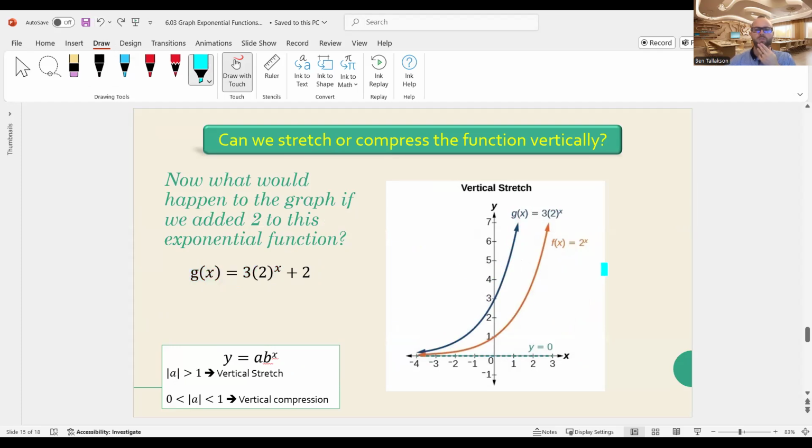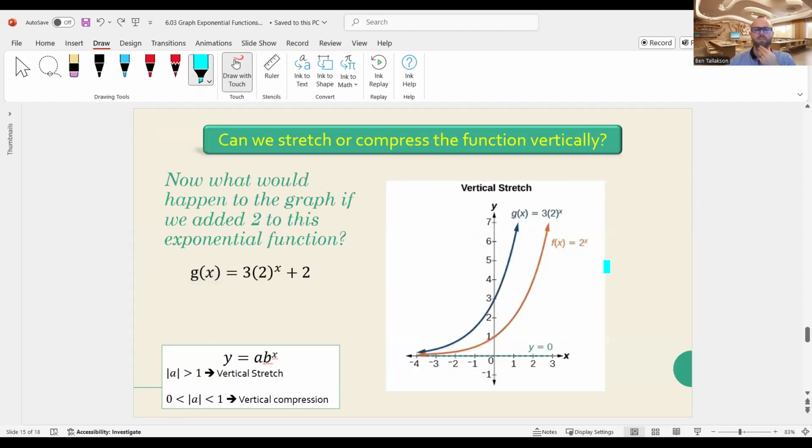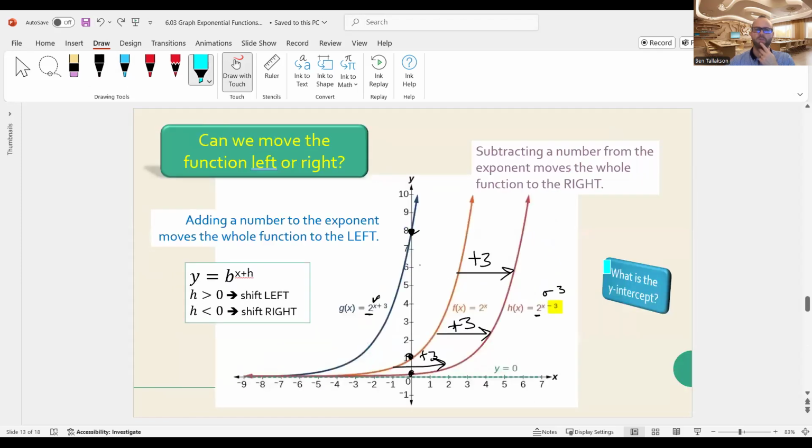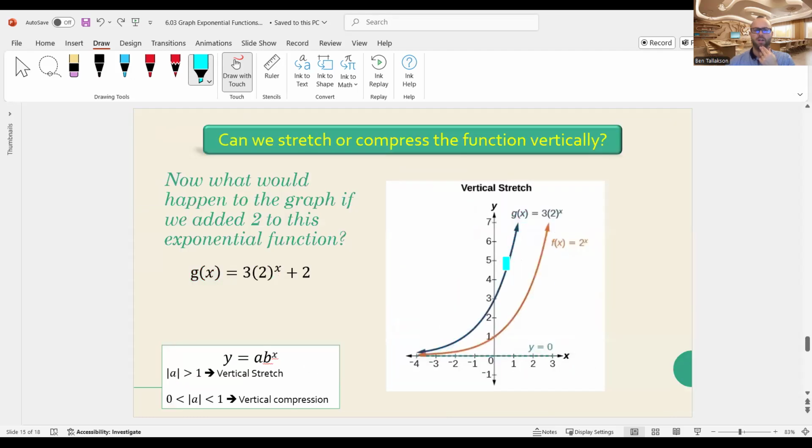Check your notes. I don't have it right there, so let's go back. What happens when you add to the end of the base? That is a vertical shift up. Okay, so here we're adding to the base. So that's a vertical shift up, and you start with what again?